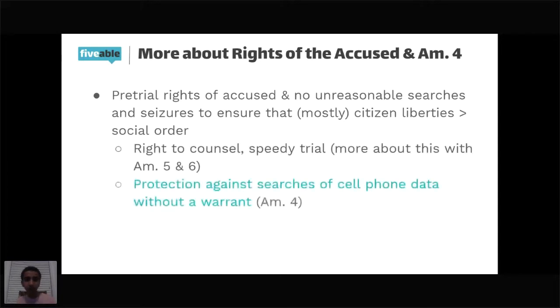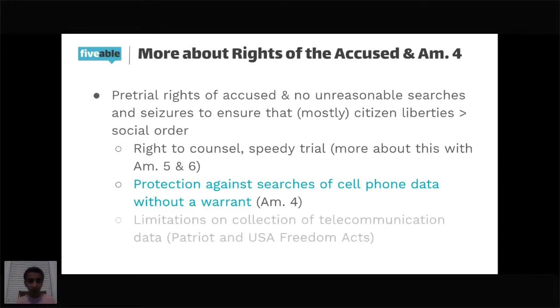And then this is something that you want to emphasize. Again, this is from College Board. Protection against searches of cell phone data without a warrant has been a controversial issue, especially with the 4th Amendment. So that is an example that you could see on the AP exam because it was straight out of the description.